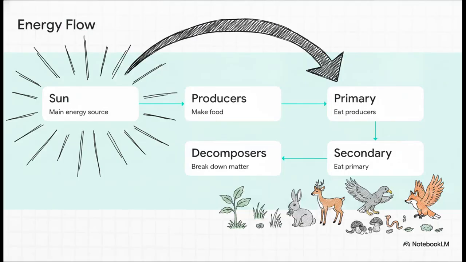Notice how energy in an ecosystem flows in just one single direction. Step 1, it all starts with the sun, beating down on the earth. Step 2, producers, like a wide field of grass, capture that solar energy and turn it into food. Step 3, a rabbit, our primary consumer, comes along and eats the grass. Step 4, a fox, the secondary consumer, catches and eats the rabbit. And finally, step 5, when that fox eventually passes away, the decomposers go to work, breaking down whatever is left over.